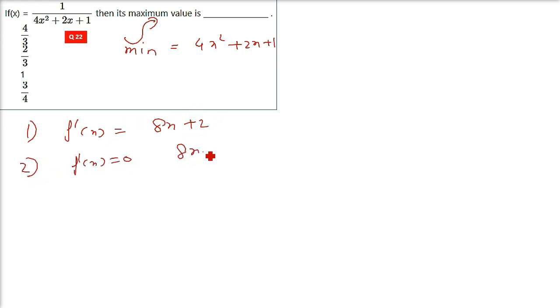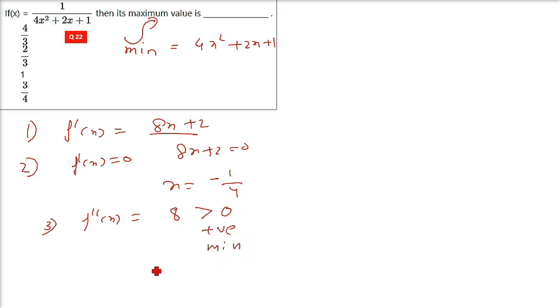So f'(x) = 0 is 8x + 2 = 0. It gives you 8x = -2, x = -1/4. So x = -1/4. f''(x) equals what? Double differentiation is going to give you 8. 8 is greater than 0, indicating you are going to get a positive value, that means a minimum value. So x = -1/4 is going to give you the minimum value. So you are going to get a local minima from here.